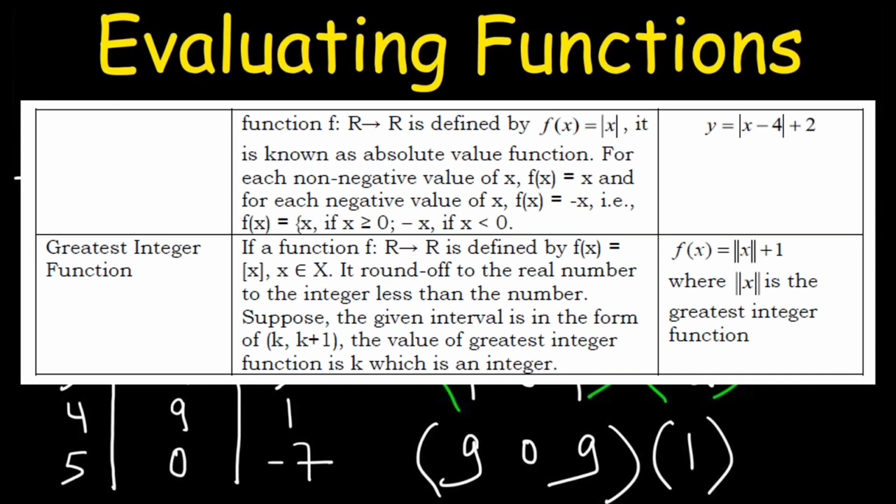Greatest integer function. If a function f from R to the real numbers is defined by f of x is equal to the floor of x, it rounds off the real number to the integer less than or equal to the number. Suppose the given interval is in the form of k and k plus 1. The value of the greatest integer function is k, which is an integer.